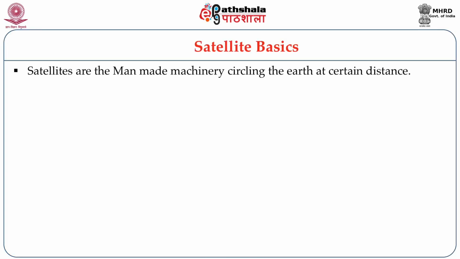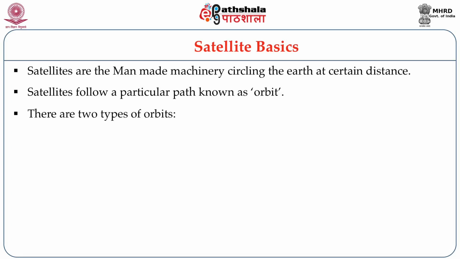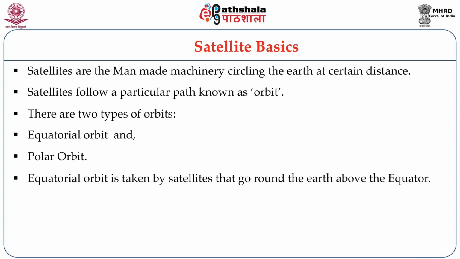So let us now learn the basic principles that are involved in the satellites and satellite operations. Satellites are basically man-made machinery that encircle the Earth at a certain distance. Satellites follow a particular path, usually known as the orbit. Usually there are two types of orbits. One is equatorial orbit and the second is polar orbit. An equatorial orbit is taken by satellites that go around the Earth above the equator.